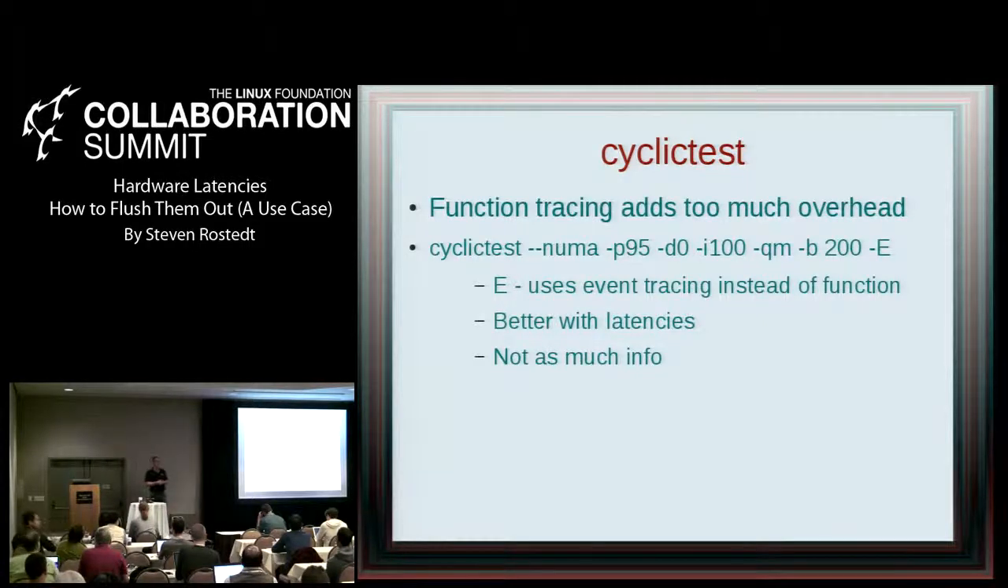So I talked to Clark Williams, and he's the maintainer. Clark Williams and John Kacur are the maintainers of cyclictest. It was originally created by Thomas Gleixner, but Clark and John took it over for him as Thomas is going off on bigger and better things. And so we added dash E, which instead of enabling function tracing, just enables all events. Turn on all the events, but don't turn on function tracing. This actually makes things a hell of a lot better.